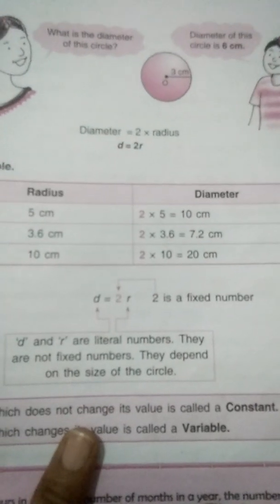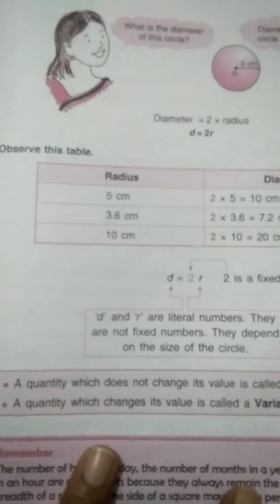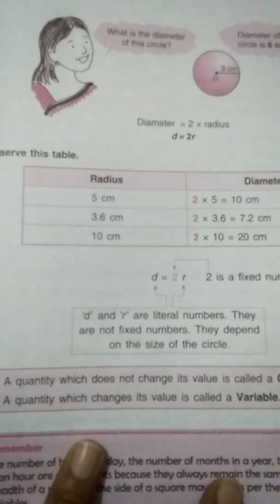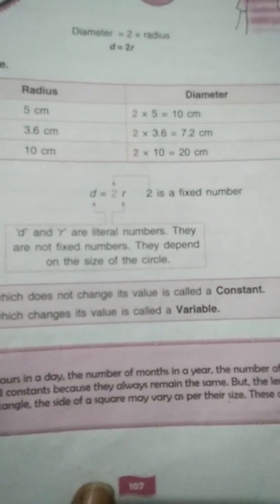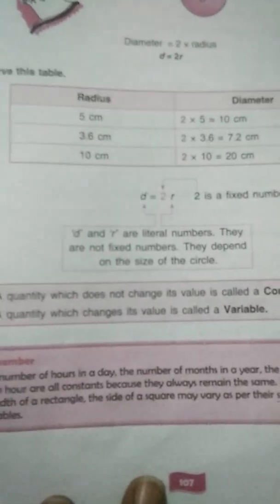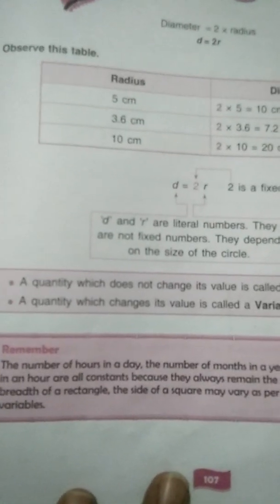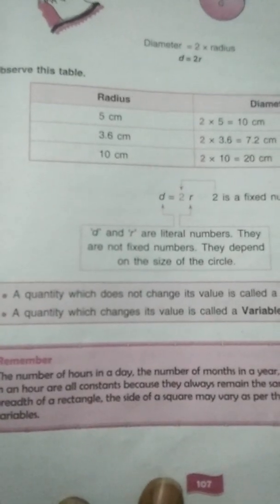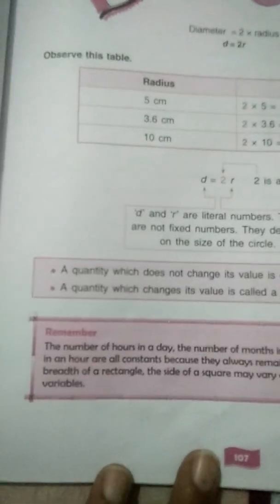2 is a fixed number. d and r are literal numbers. They are not fixed numbers. They depend on the size of the circle. A quantity which does not change its value is called a constant. So remember these definitions. A quantity which does not change its value is called a constant, and a quantity which changes its value is called a variable.